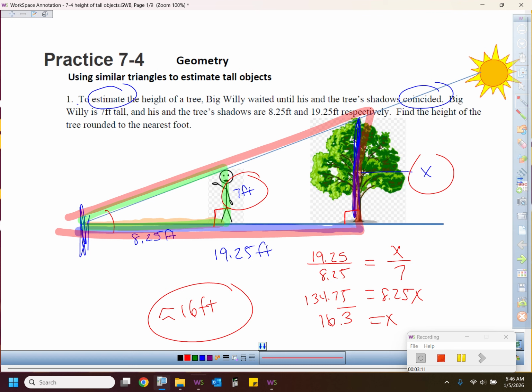It's just an estimate because it's not truly exact, due to the fact that the ground might not be perfectly flat. Those angles might not be exactly 90 or the same or anything like that. So we're just doing an estimate to the nearest foot right here.